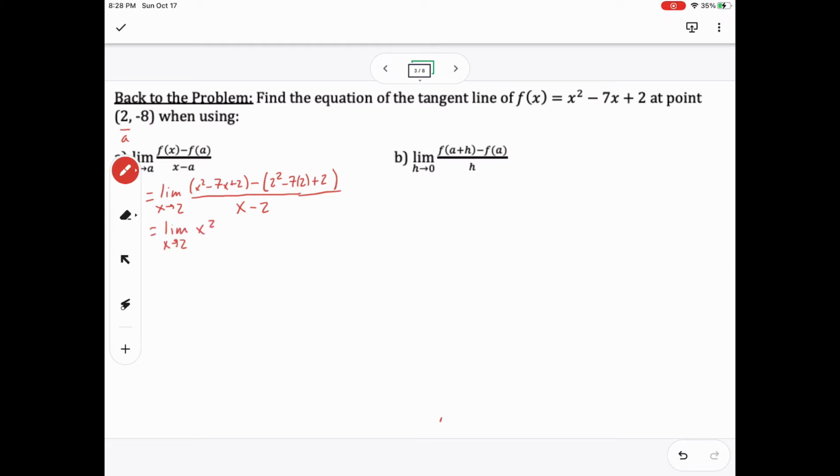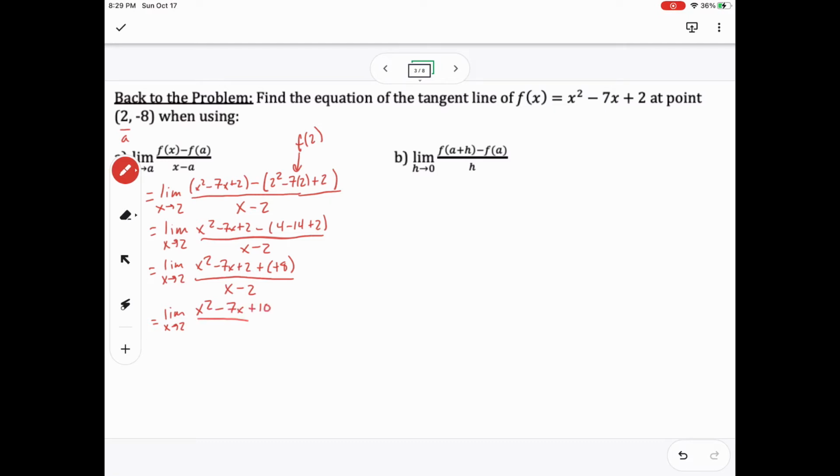So f of x is going to be the function that I start with. Plugging 2 into the actual function gets me 2 squared minus 7 times 2 plus 2. Simplifying that gets me the following expression. I'm able to figure out what the second parenthesis is. I should get negative 8, which is f of 2. If you knew that at the beginning, you could just plug it in right from the get-go because it is f of 2. Sometimes you will know what f of a is for these, and you can plug it right in. Sometimes you won't, so then you just have to plug it in as you go.